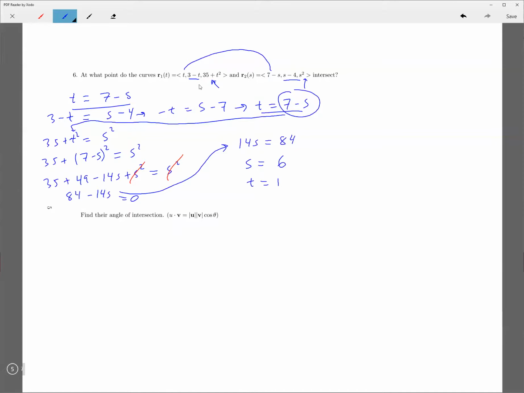And it's probably easier to plug the 1 in, so let's plug that in. If you plug a 1 in, you get R1 of 1 is 1, 2, and 35 plus 1 squared. So that's 1, 2, 36. And if you plug a 6 into here, you get the same thing. So you get 1, 2, 36.